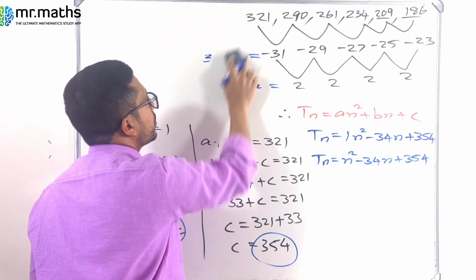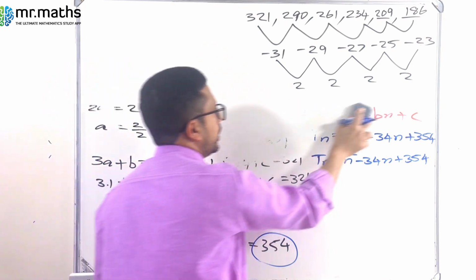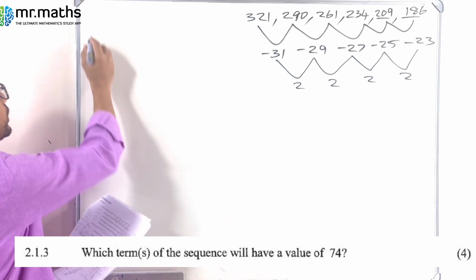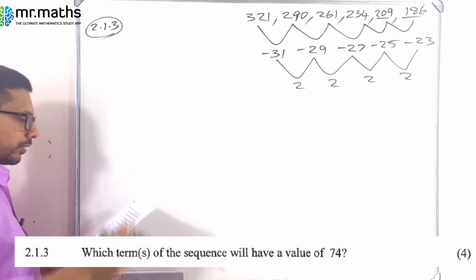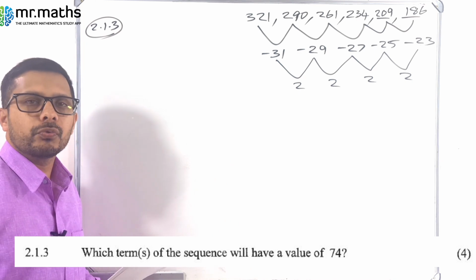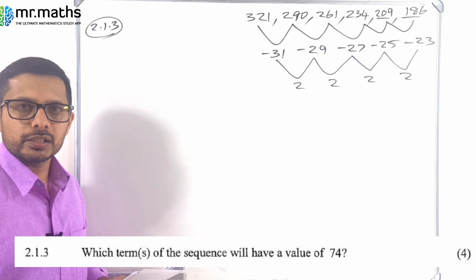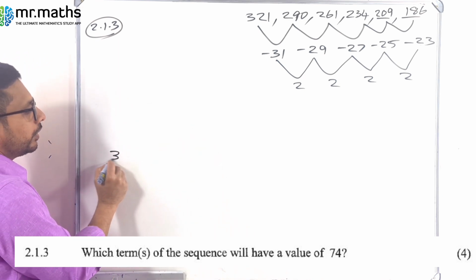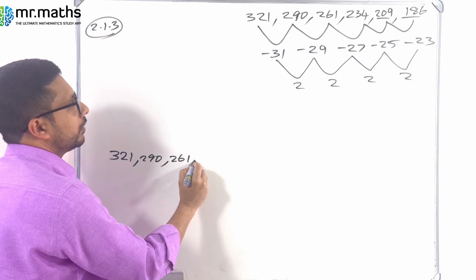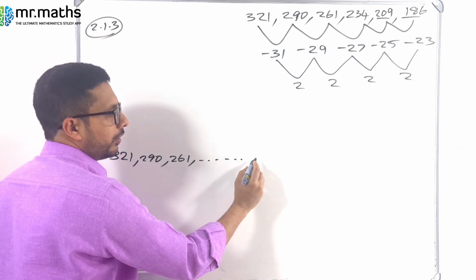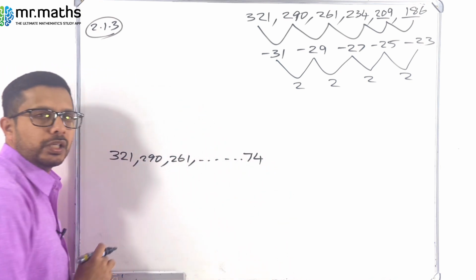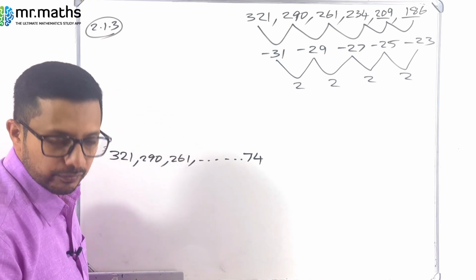Now let's move to the next question, 2.1.3. What is that question? Which term or terms of the sequence will have a value of 74? What is the meaning of that question, guys? The given sequence is 321, 290, 261, etcetera, and they are saying that there is a term here, somewhere here. Okay, and which term is that?